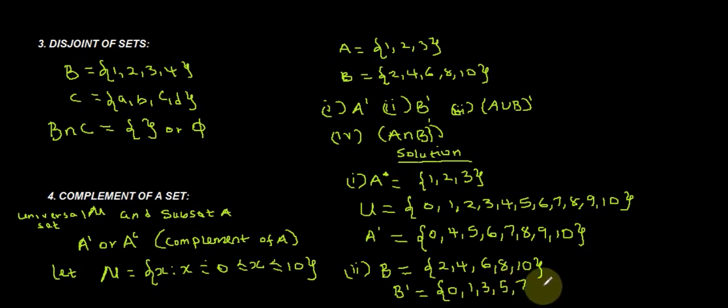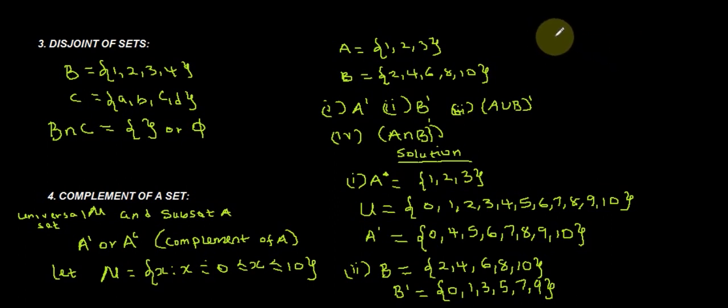So B is a set of even numbers. Every even number is in set B. So what we have will be odd numbers as the complement of B. So we have 0, 1, 3, 5, 7 and 9.